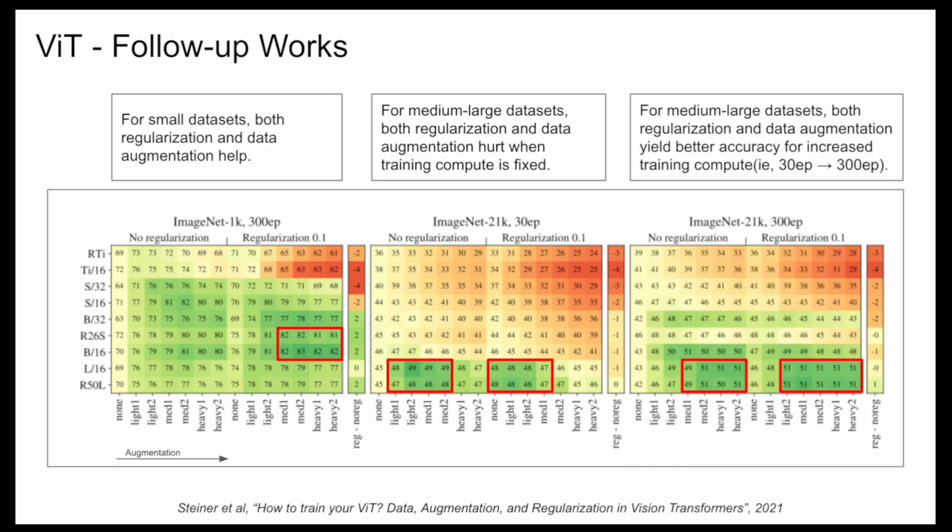But for large datasets, or medium datasets still, both regularization and data augmentation yield better accuracy for increased training compute. So if you change basically the same setup except that you are changing the compute, going from 30 epochs to 300 epochs, both regularization and augmentation help. You can see that the best results were achieved when you are regularizing, maybe a mix of both, heavy augmentation and then regularization.